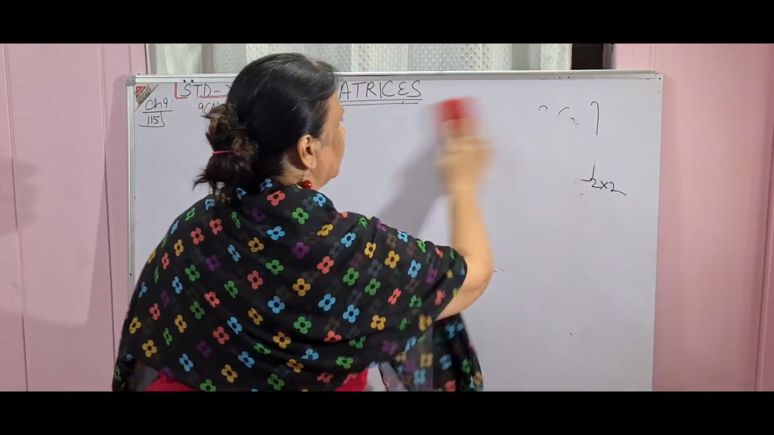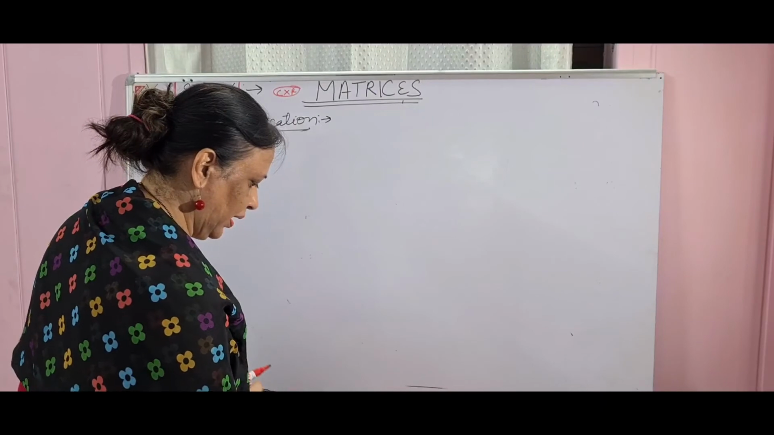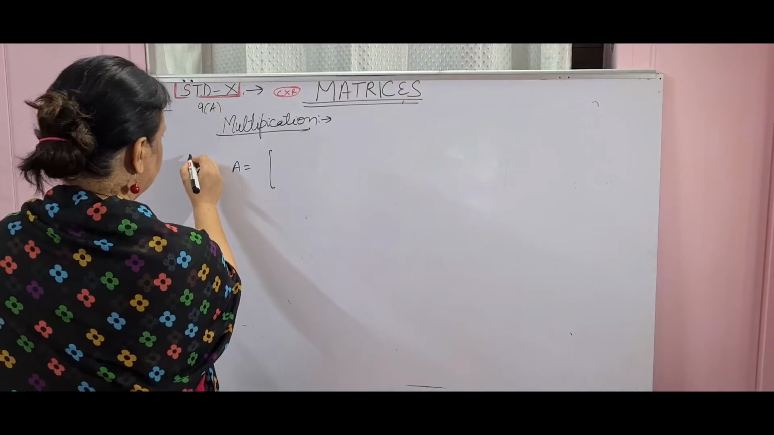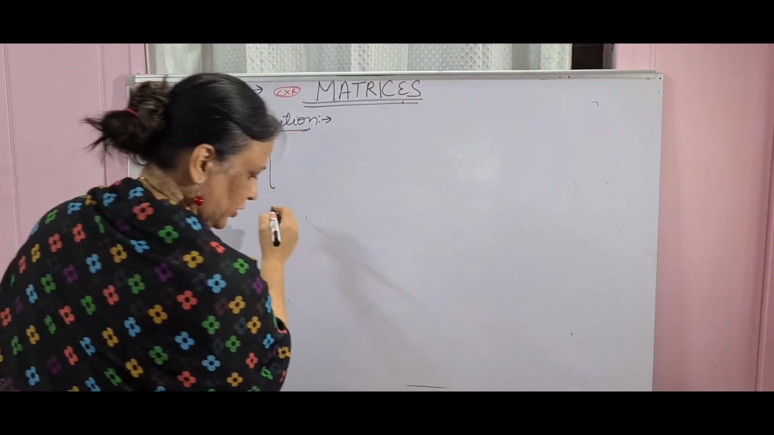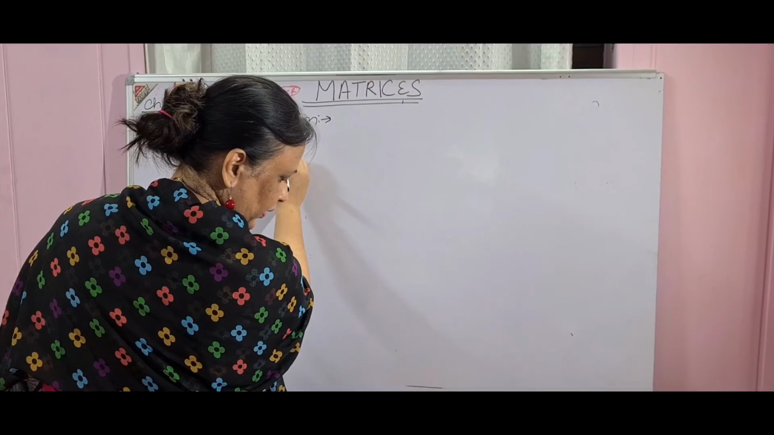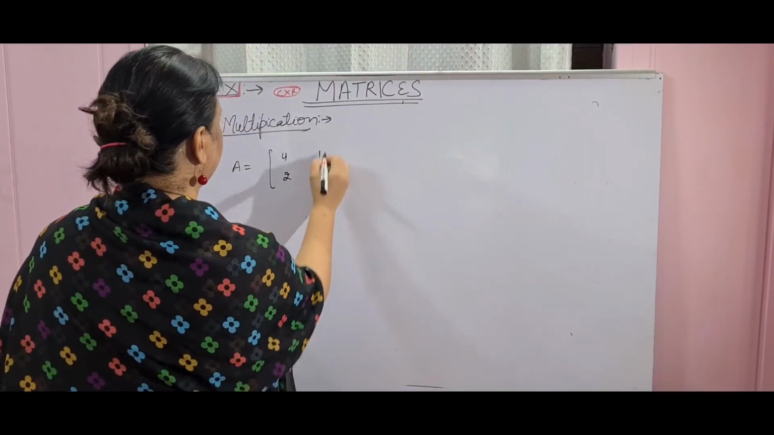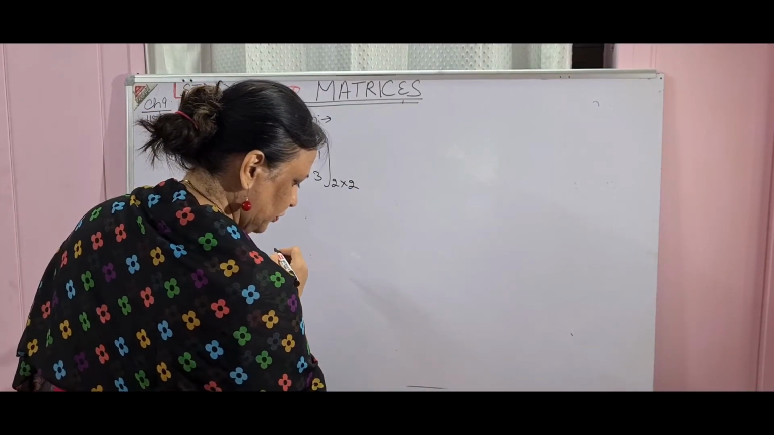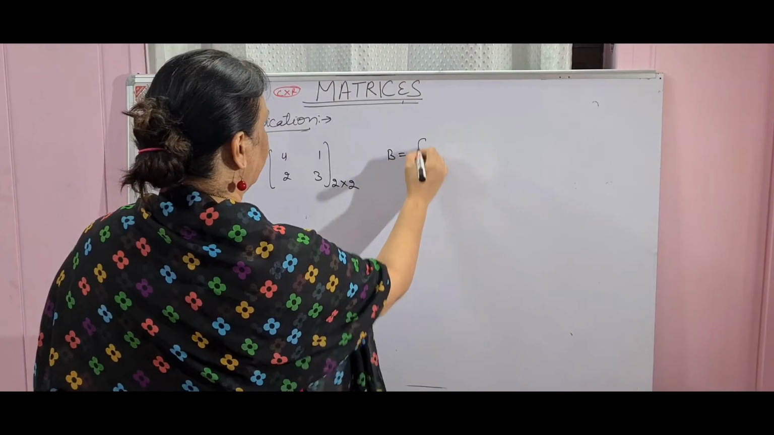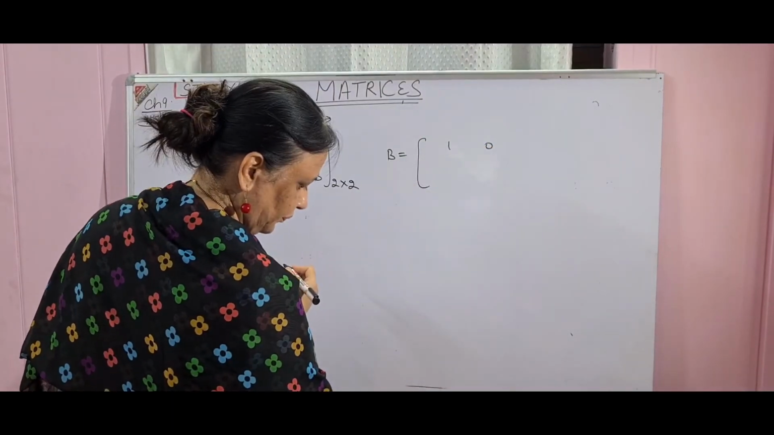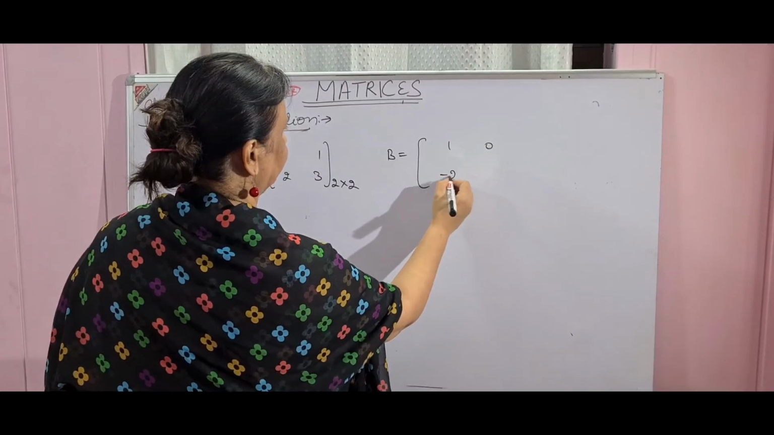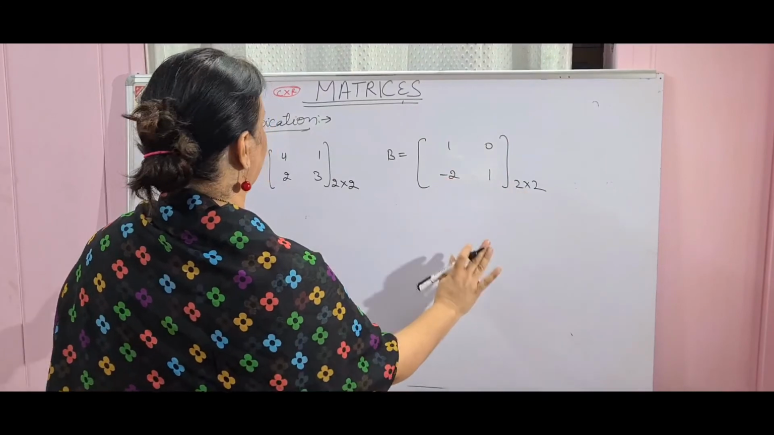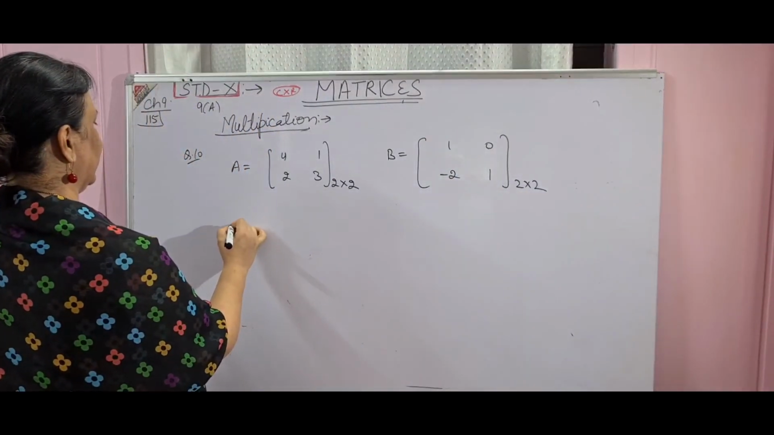part of the question. For example, while I am doing question number 10, I have A is equal to 4, 1, 2, 3, 2 into 2, and B is equal to 1, 0, minus 2 and 1. Again, 2 into 2. I have written everything. First thing I have to find is A square.